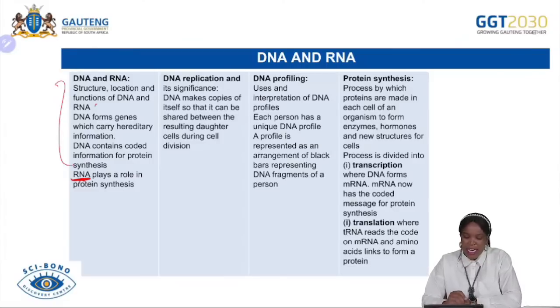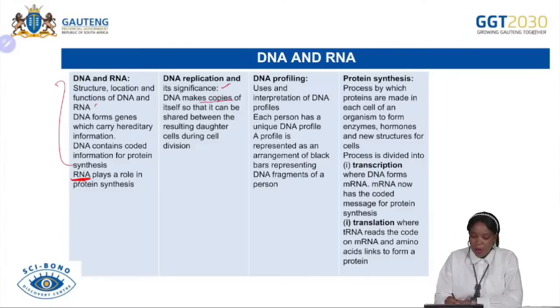Right. So DNA replication and its significance. You also need to know what DNA replication is and what its significance is. DNA replication means the DNA makes copies of itself so that it can be shared between the resulting daughter cells during cell division. So we need to have more copies of DNA. The process that allows us to have that is DNA replication.